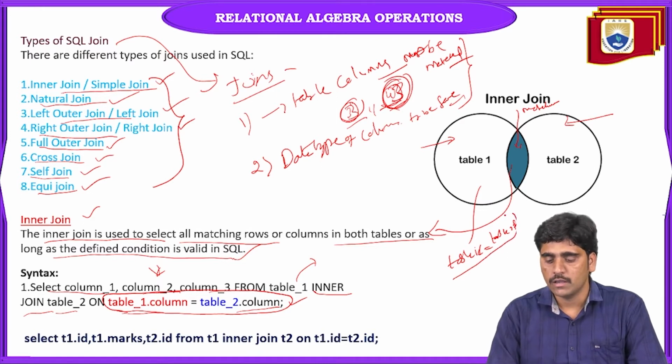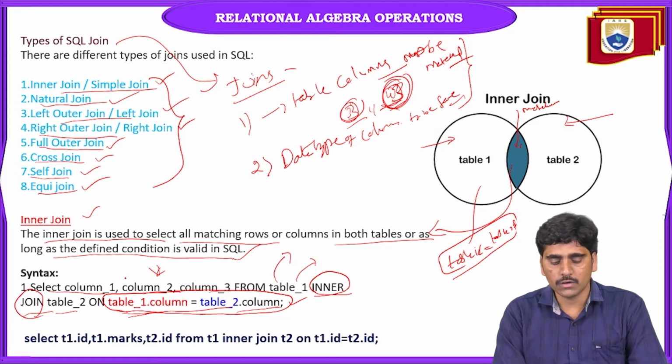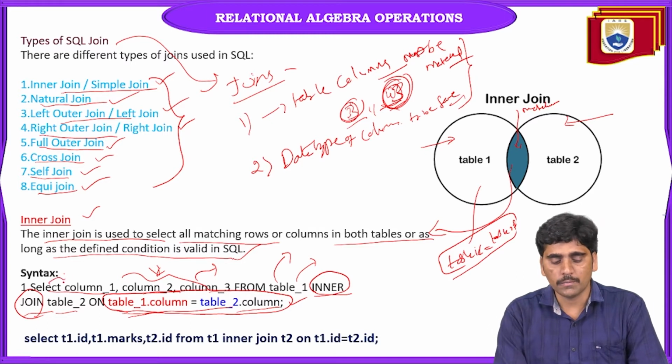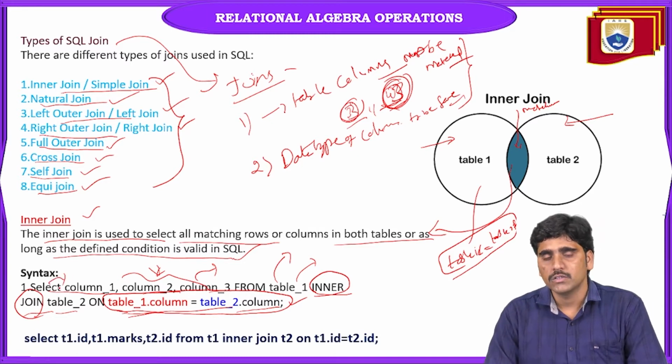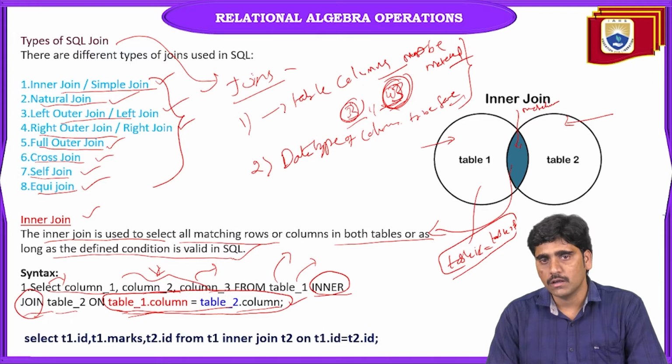This is the where condition, and this is the inner join type, and this is the table name, and these are all the columns. This is the selection operation. Like this, we can write the syntax to retrieve the values from two tables on the basis of a condition.